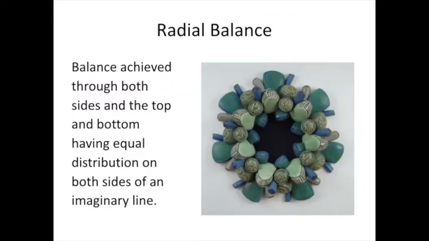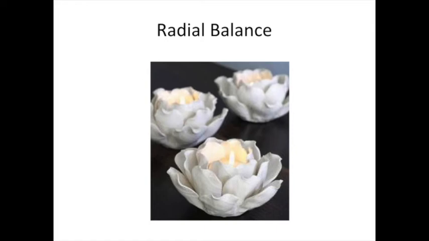The final principle of balance is radial balance. So that's balance achieved through both sides and the top and bottom having equal distribution on all sides of an imaginary line. So basically this is a round design. You'll see this a lot in natural designs. This is a really good example of radial balance because it's a flower. So it's got basically the same thing going around all sides of it. It's a very round design and composition. And so therefore it's a great example of radial balance.